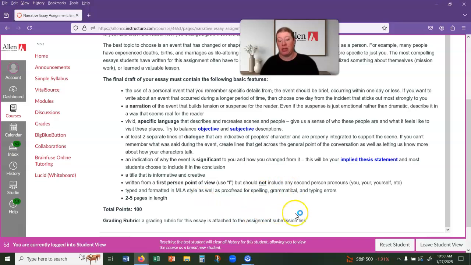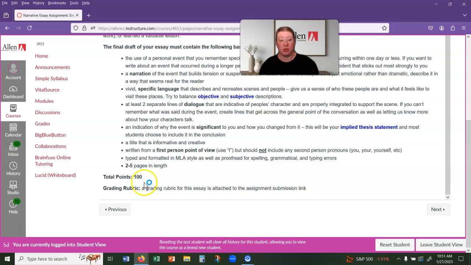Obviously you're using first person. It is first person perspective. Please don't write about yourself in the third person. It gets weird. And then 2 to 5 pages. So most of the time I give kind of a range of page numbers.